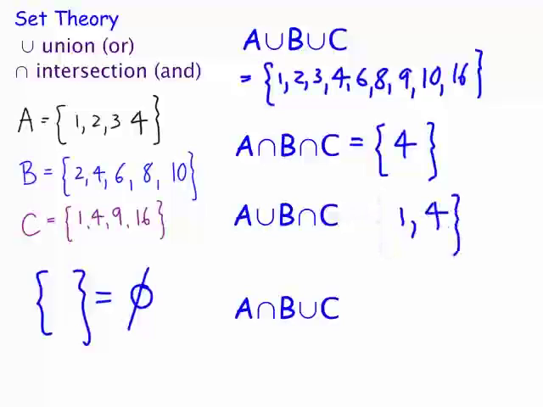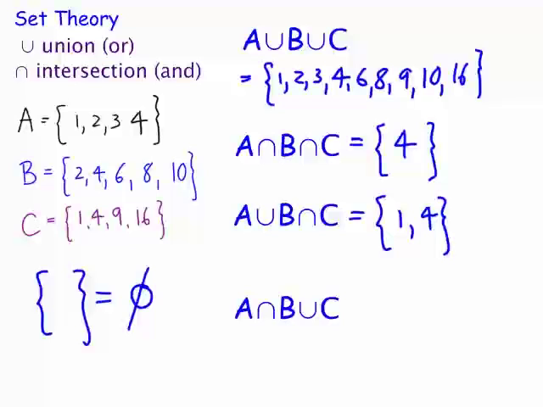Okay, I might try and write that in a pen that doesn't disappear. Let's actually try. So this is equal to the set of elements 1, 4. How about A intersection B union C?